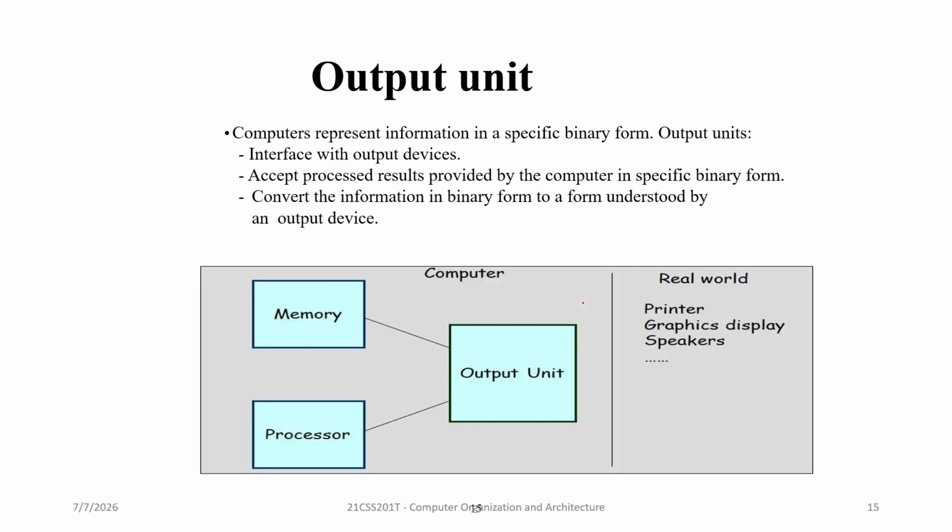So output unit, the computer represents the information in a specific binary form. The output units interface with output devices. It accepts the processed results provided by the computer in specific binary form, and it converts the information in binary form to a form understood by the output device.